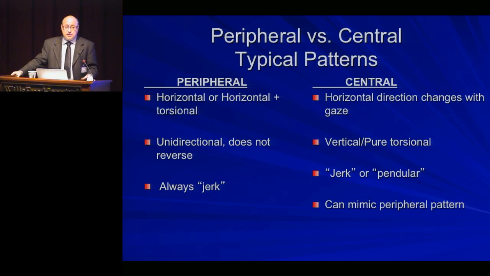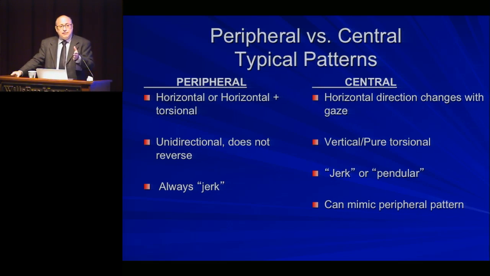It's going to be unidirectional. So if it beats to the left, it's going to stay to the left, even in primary gaze. And if it's still there in right gaze, it'll still beat to the left. It will not turn and beat to the right. And it's always a jerk nystagmus. It's never pendular. Central, on the other hand, the horizontal direction typically changes, right beating in right gaze, left beating in left gaze.